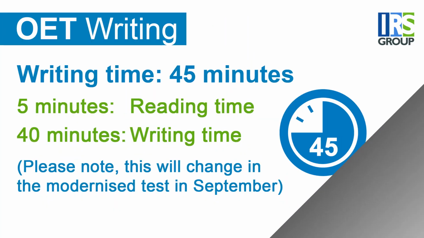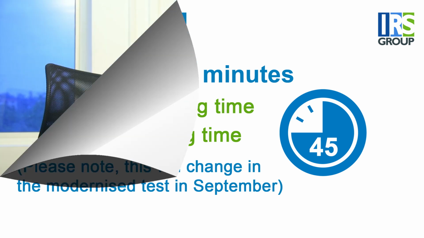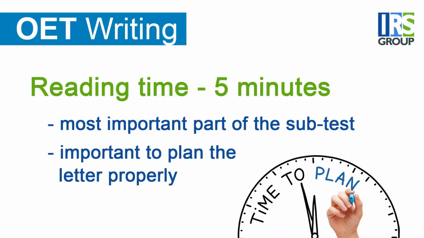The timing of OET writing is 45 minutes. 5 minutes is your reading time and 40 minutes for you to write. Now, the 5 minutes of reading time is actually the most important time in OET writing. If you learn how to use this time fruitfully, half the work is done and your writing will be pretty organized and much easier, and I can assure you a higher score if you learn this skill. So what should we do during the 5-minute task?